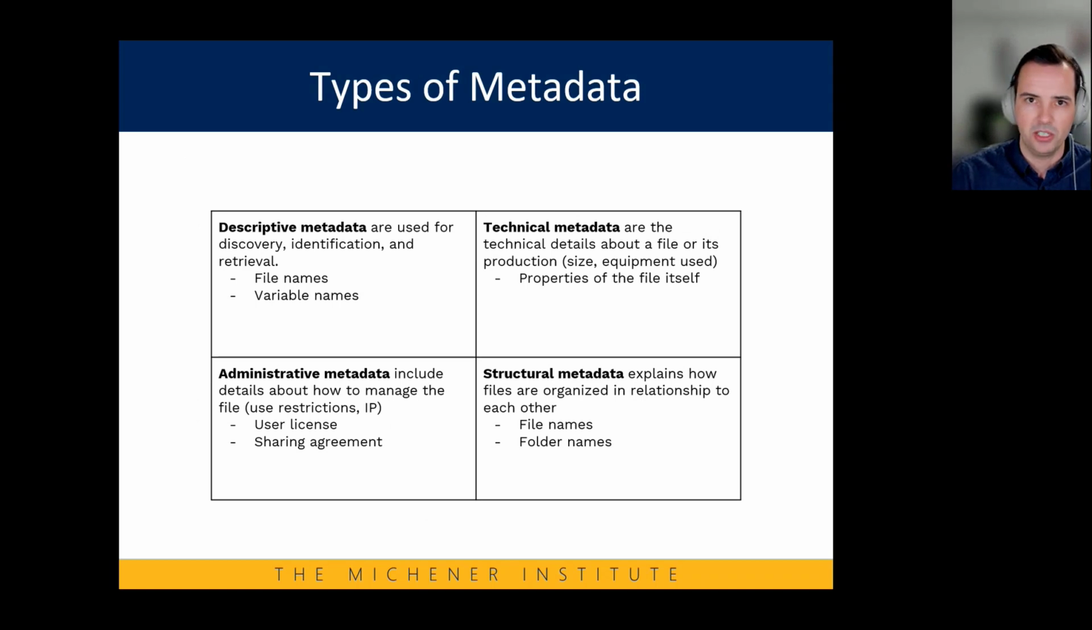We're going to talk a little bit about the types of metadata here. Descriptive metadata like file names and variable names. Technical metadata might include properties of the file itself, for instance, like when it was taken, its geodata, etc. Administrative data might include its user license or sharing agreement. A lot of these may not apply to all data collected, but these are obviously things that you should be thinking about within your research data management plan, even if it's just to say it's not applicable.